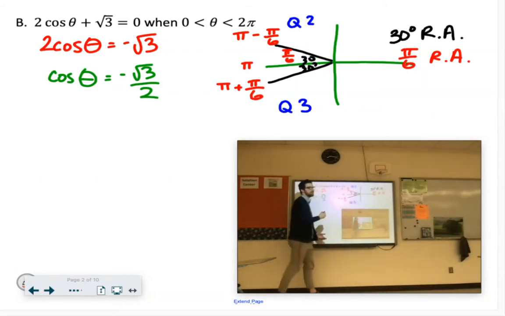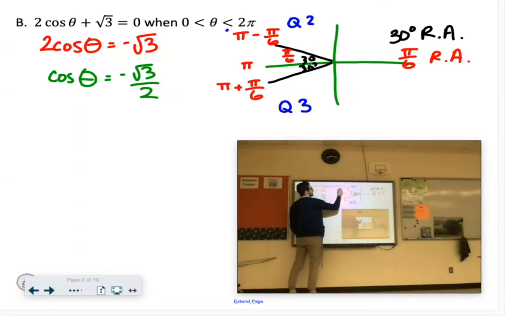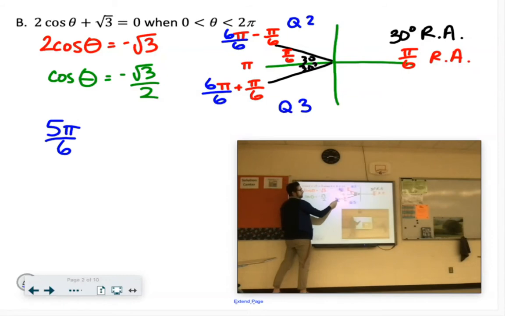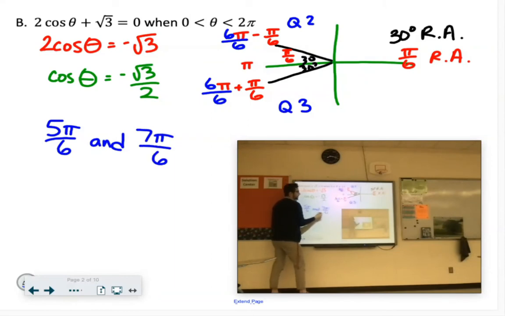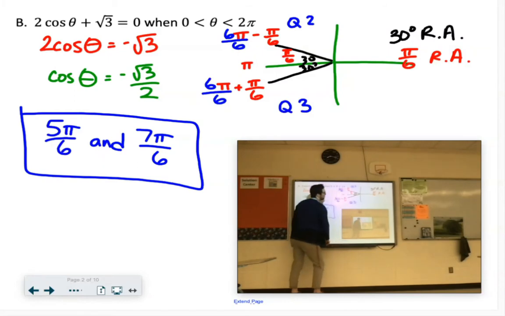But when you're adding fractions, remember you need that common denominator. So up top would be like 6 pi over 6 minus pi over 6. And this would be 6 pi over 6 plus pi over 6. So 6 pi over 6 minus 1 pi over 6 would be 5 pi over 6. 6 pi over 6 plus 1 pi over 6 would be 7 pi over 6. So if you can do it that way, that's awesome. Otherwise, figure it out in degrees.